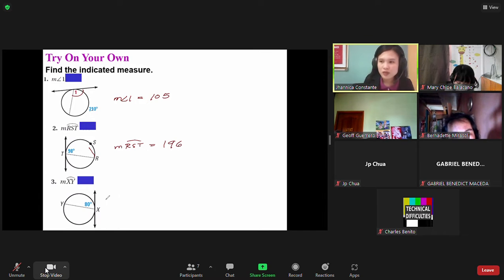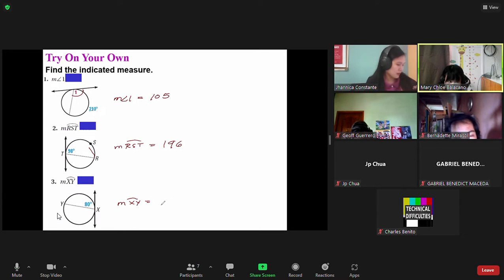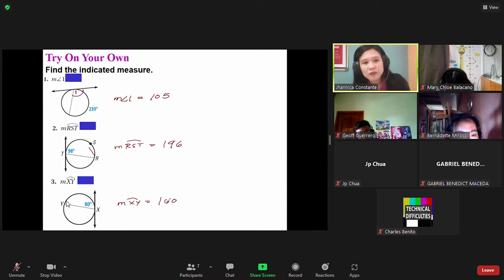So the same with the circle 3 number that we have, the measurement of the arc XY is equal to 80 times 2, 160. So that's how we find the measurement of the arc and the measurement of the angle that is being made by our tangent and a chord.